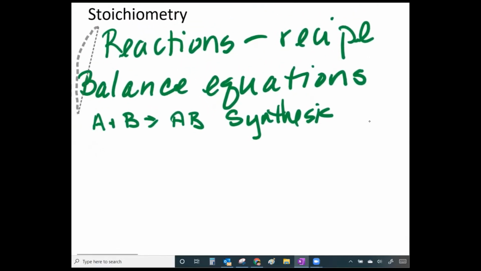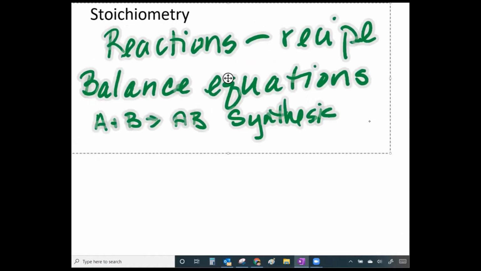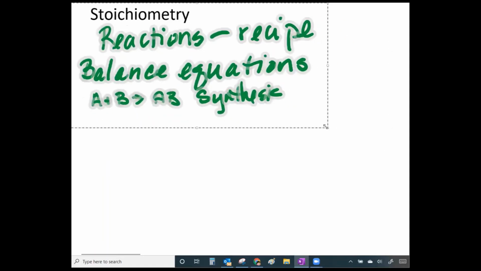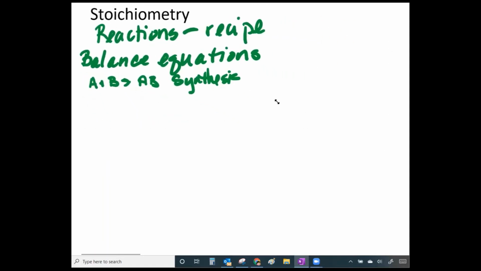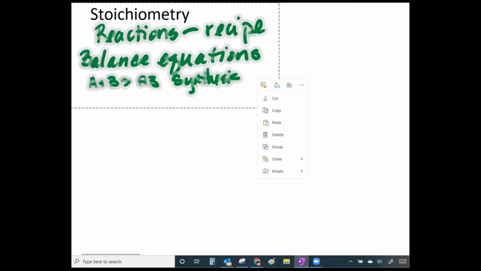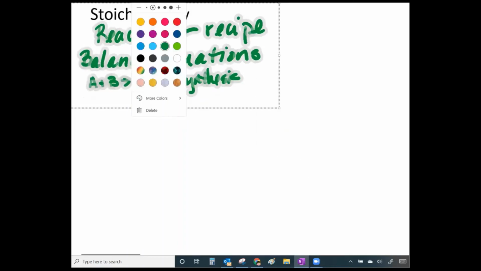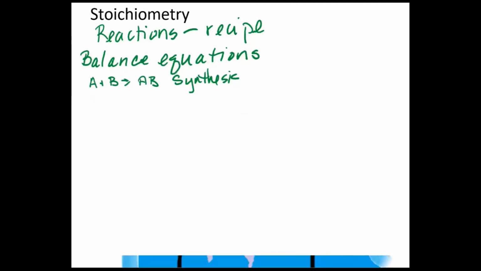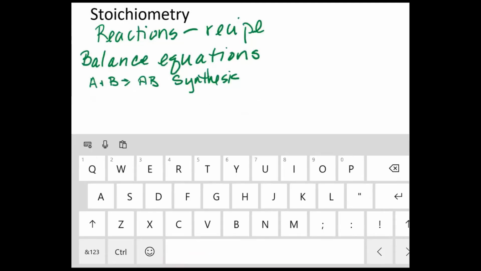I'm going to write smaller because I feel like I'm really zoomed in right now. And I'm going to change that pen. Okay.